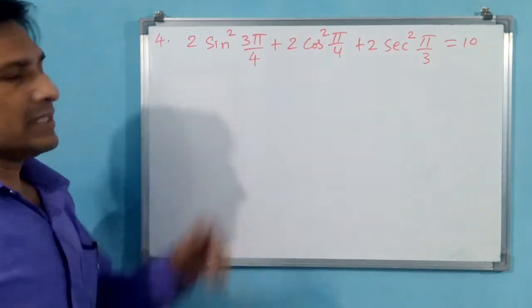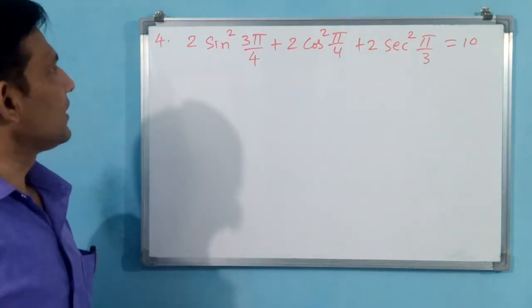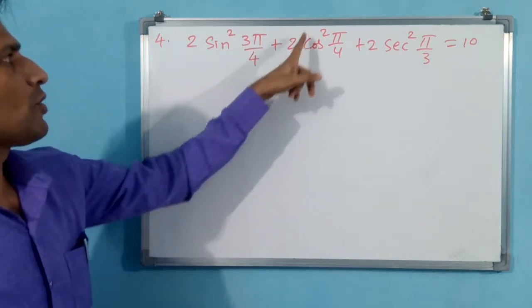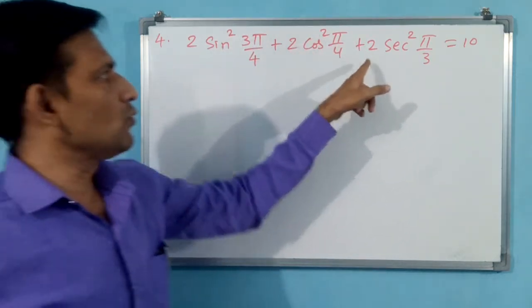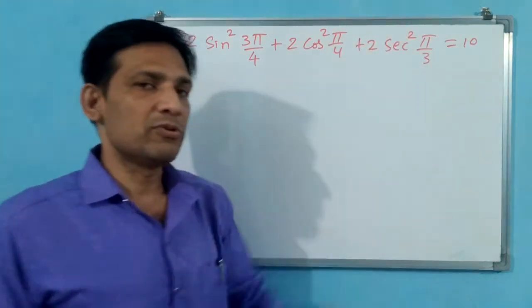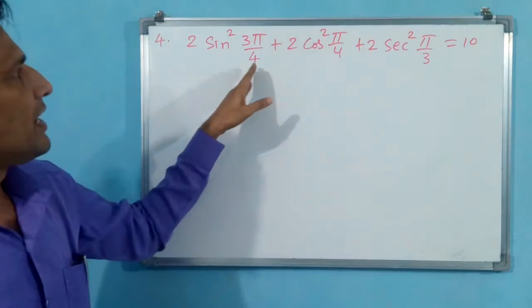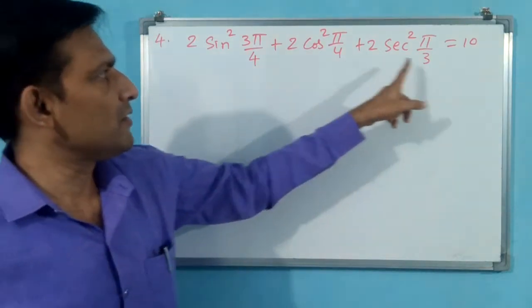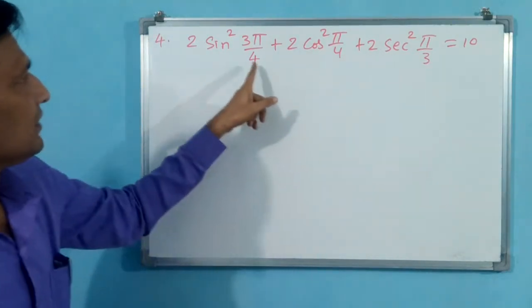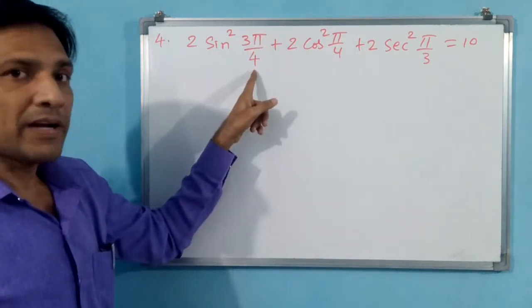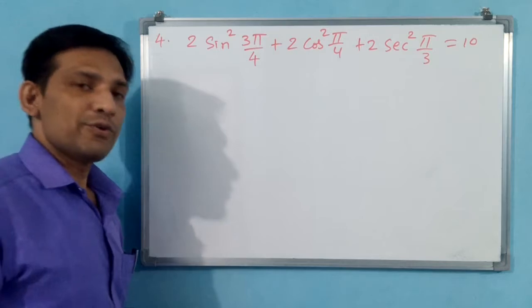Let us see the fourth question. 2 sin square 3 pi by 4 plus 2 cos square pi by 4 plus 2 secant square pi by 3 is equal to 10. You have to prove this. See, all squares are there and different angles are there. This is 45, this is 60. This is 135. You see, pi by 4 is 45, 45 into 3. 45 into 2 is 90.